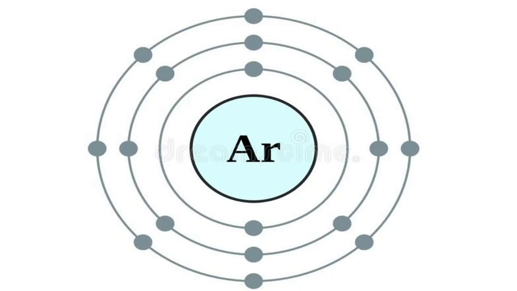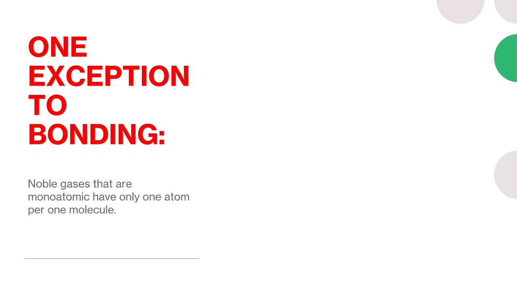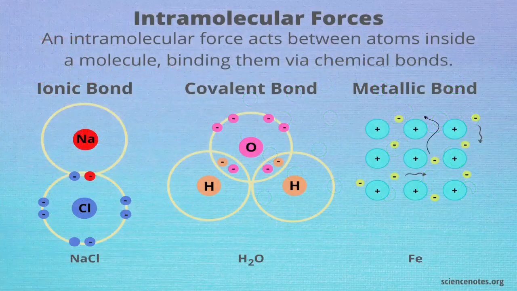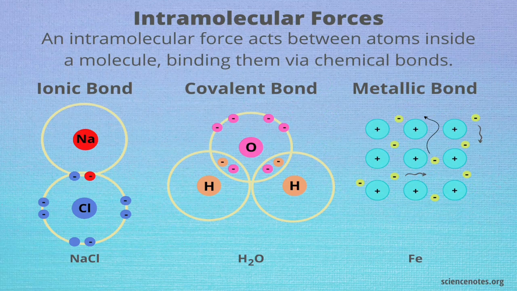One exception to bonding is noble gases that are monoatomic, meaning that they have one atom per molecule. Under chemical bonds, you get intramolecular bonds, which are the force that holds atoms together within a molecule. Intermolecular forces are forces that exist between molecules. There are three types, which include covalent, ionic, and metallic bonds.